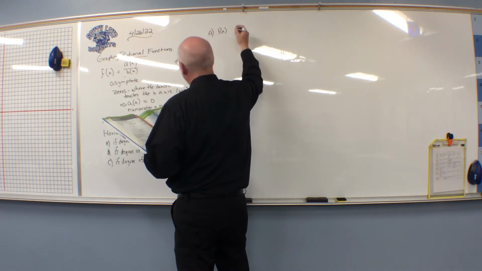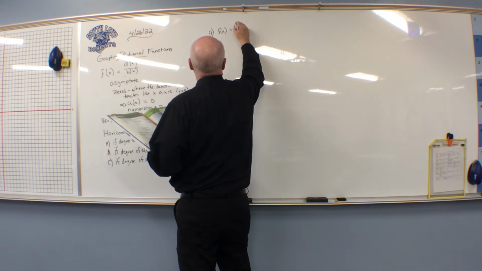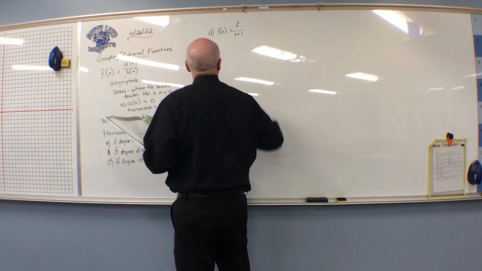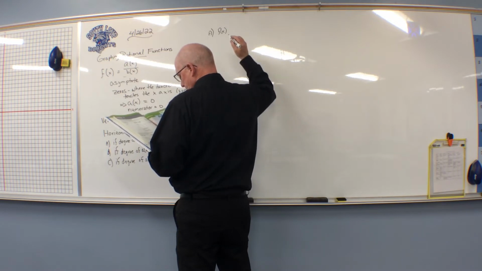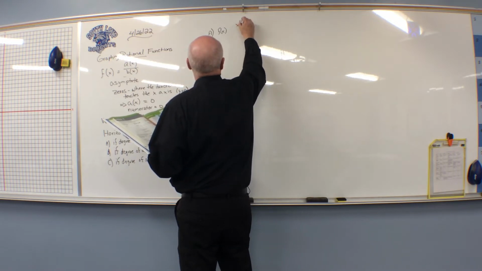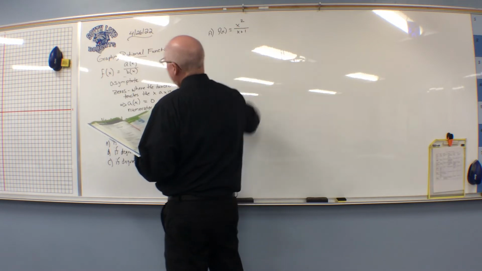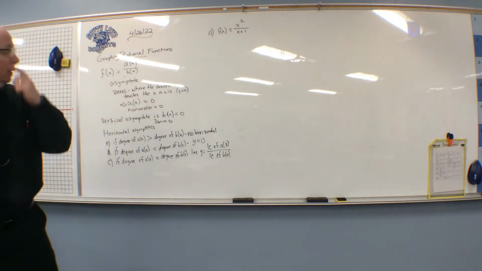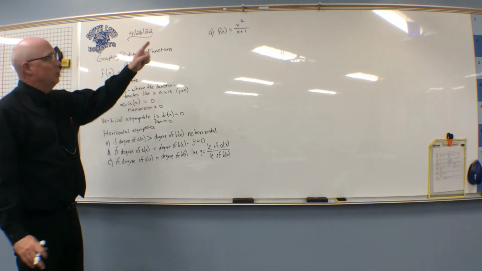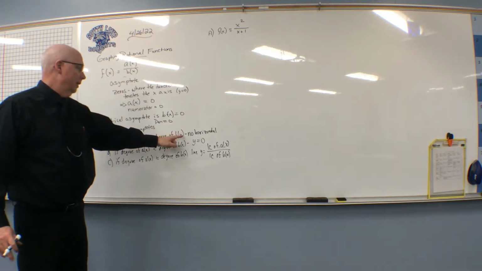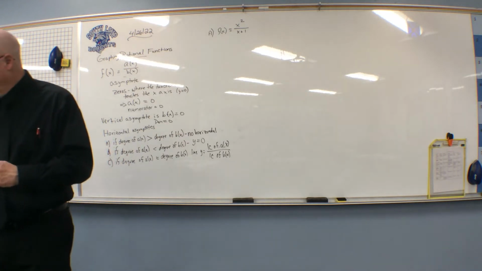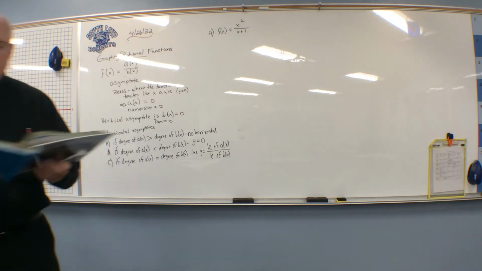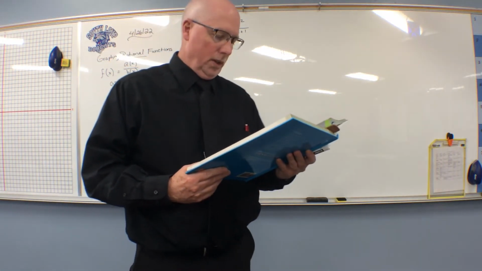So this is A. F of x equals x squared over x plus 1. Sorry, my writing is bad. Okay, let's take a look at A. The degree of the numerator, which is 2, is greater than the degree of the denominator, so there's no horizontal asymptote. Take a look at that picture on A. Do you see there's no horizontal asymptote?